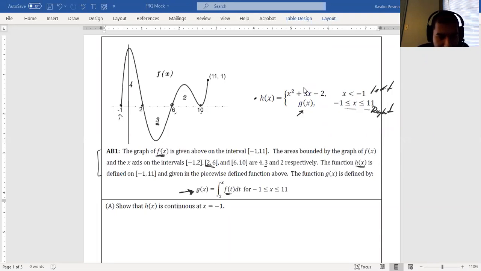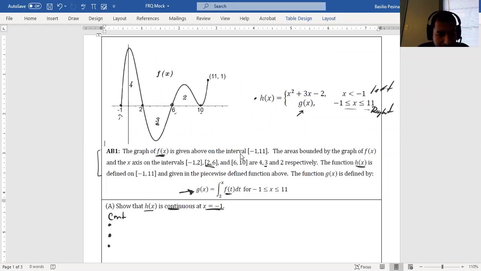Show that h of x is continuous at x equals -1. So not that bad, but it's still a very huge topic in calculus. There's 3 conditions for continuity. We actually talked about them on, what was it, Monday? Tuesday? Continuity. There's 3 conditions.